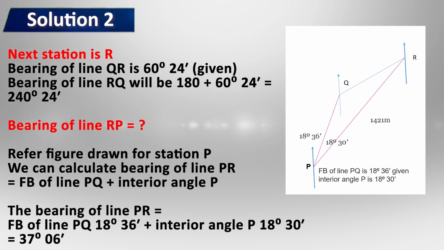The forebearing of line PQ is given as 18 degree 36 minutes and the interior angle P as calculated was 18 degree 30 minutes. So the bearing of line PR, that is measured from P to R, is equal to the forebearing of line PQ plus the interior angle at P, 18 degree 36 minutes plus 18 degree 30 minutes, which is equal to 37 degree 06 minutes.